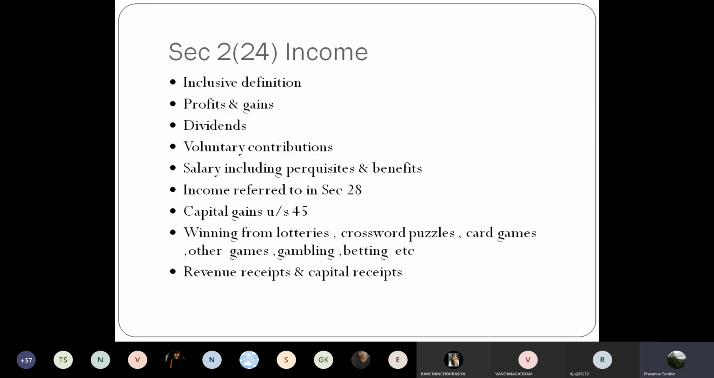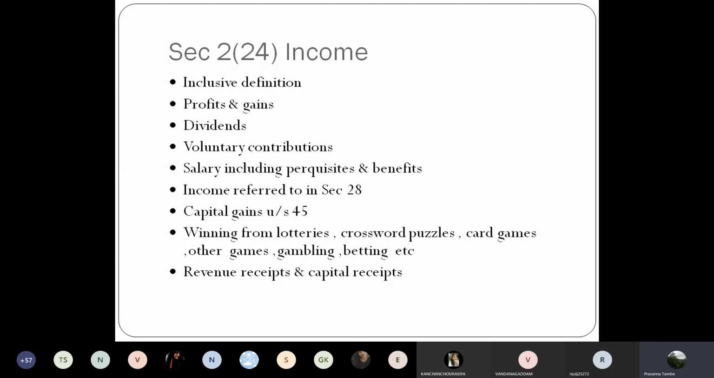Next is salary income. We have one chapter dealing with the income from salary. There we will discuss in detail what is salary, what is included in salary, and so on. Basically that salary income is also treated as part of income under section 2 subsection 24.